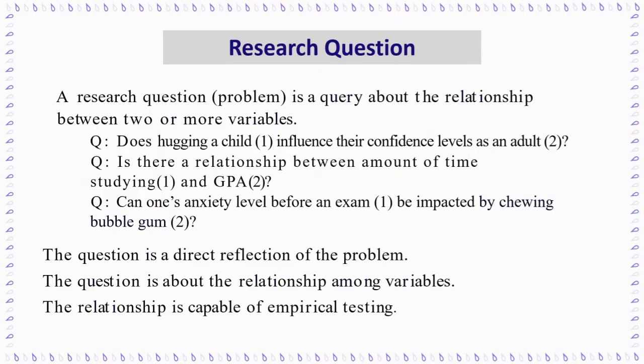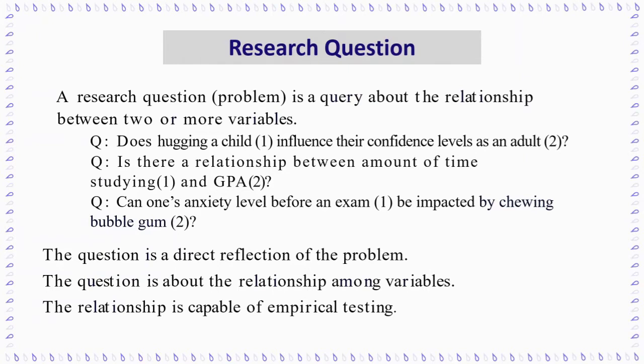What is a research question? A research question, or a research problem, is a query about a relationship between 2 or more variables. So some examples you might consider: does hugging a child influence their confidence levels as an adult? The 1 represents one variable, the 2 represents a second variable.